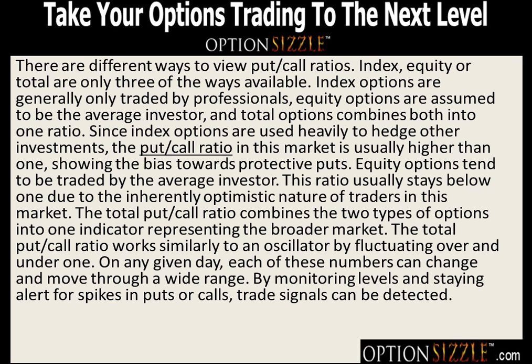The total put-call ratio works similarly to an oscillator by fluctuating over and under 1. On any given day, each of these numbers can change and move through a wide range. By monitoring levels and staying alert for spikes in puts or calls, trade signals can be detected.